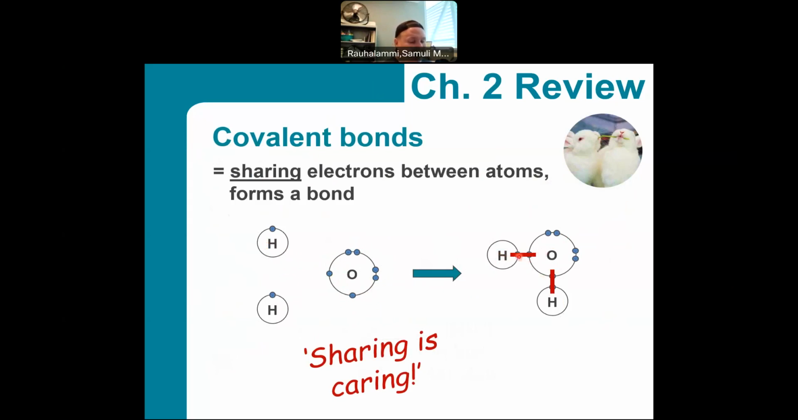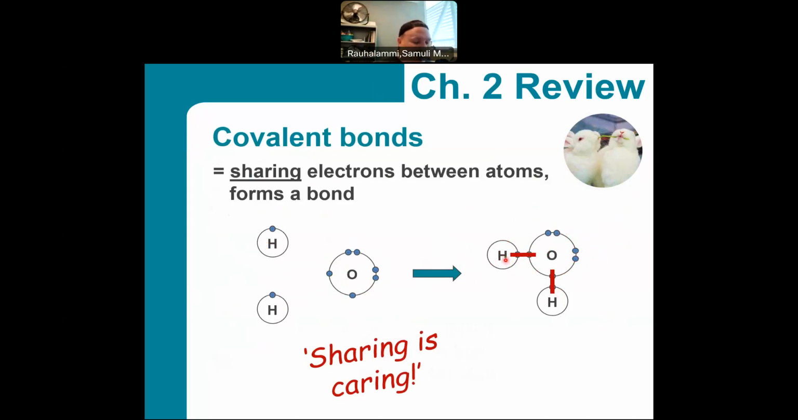So this hydrogen, some of the time, has 2 electrons on its outermost shell, and some of the time this oxygen will have 8 electrons on its outermost shell. So they are sharing some electrons together in order to accomplish that happy state for everyone.